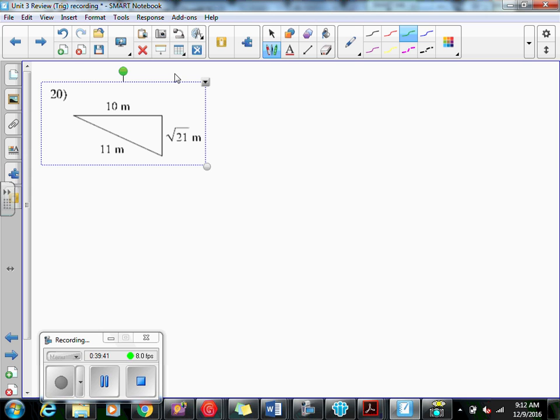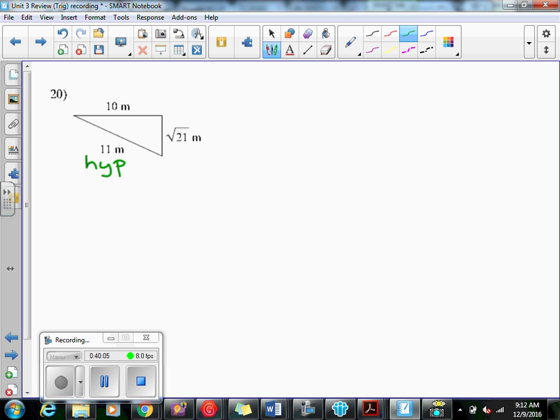The longest side has to be your hypotenuse or your C. And I know some people would think, well, wait a minute, is the square root of 21 bigger than 11? The answer is no. If you put it in the calculator, the square root of 21 is right in between 4 and 5, so it's definitely not bigger than 11. So this is going to be the side that would be the hypotenuse if this is indeed a right triangle.